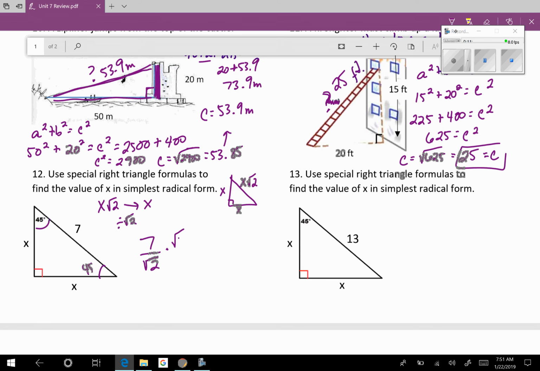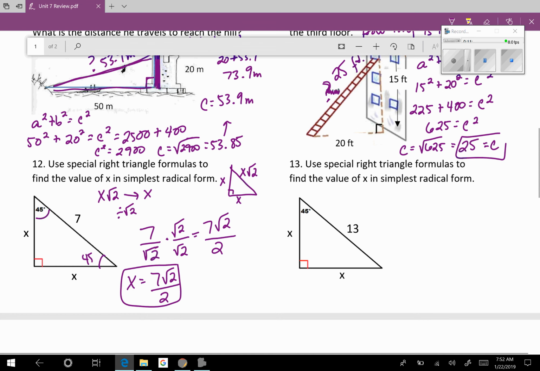So we do multiply by square root of 2 over the square root of 2. So you get 7 times the square root of 2. And then when you multiply the same square root by itself, you just get the number on the inside, so it's just 2. And then you look to see, can you divide 7 by 2? No, you cannot. This is as simple as it gets. So x is 7 square roots of 2 over 2. So that right there is pretty much like the only radical simplification you have to do on your test.